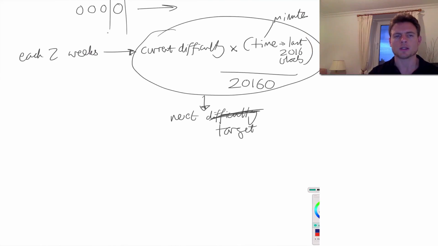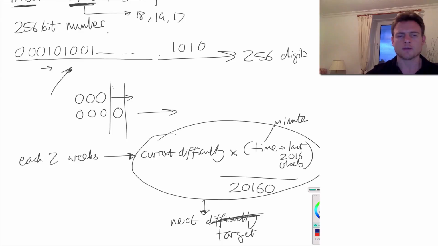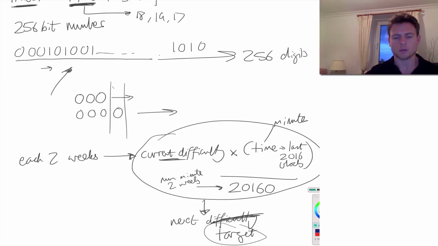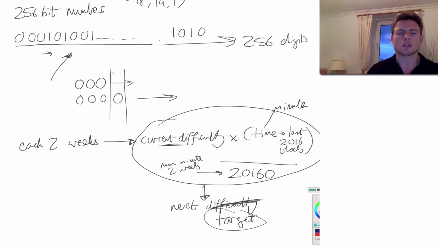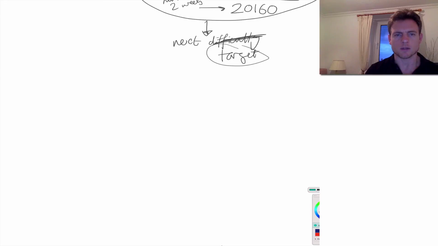So what I'm trying to illustrate is that clearly, the ratio between the time for the last 2016 blocks and the number of minutes in 2 weeks is quite a granular ratio. And that's the whole point. We want to be able to adjust this difficulty on a more granular level than either doubling it or halving it.